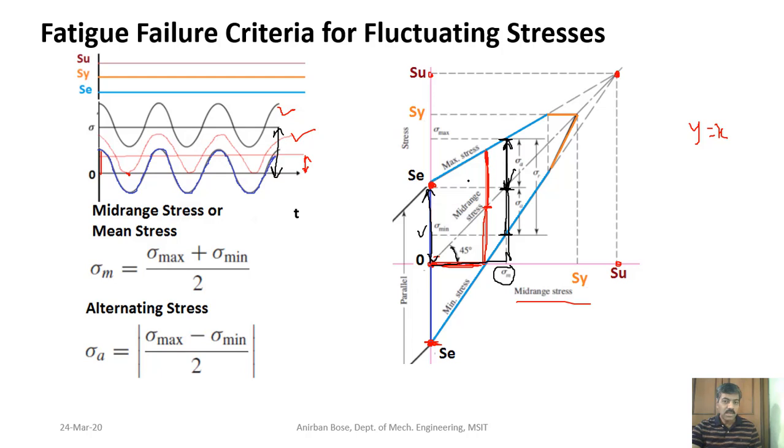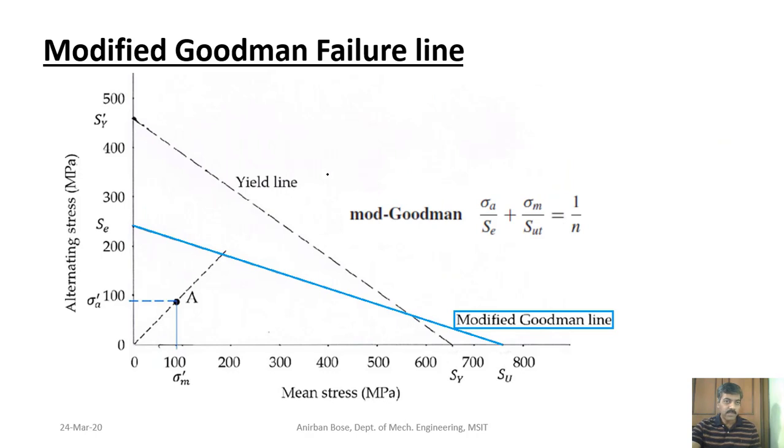Okay, now let us try to see it in a much clearer way from this diagram. This is what is called the modified Goodman failure line, and here you can see in the y-axis we have plotted the alternating stress, that means the stress amplitude, and in the x-axis it is the mean stress or the midpoint stress that has been plotted.